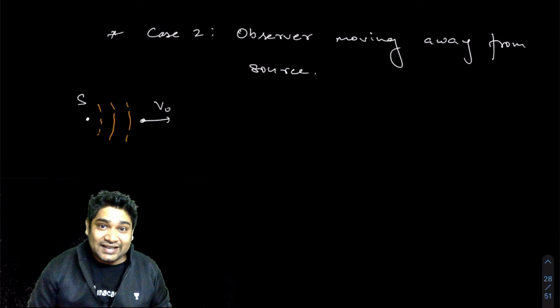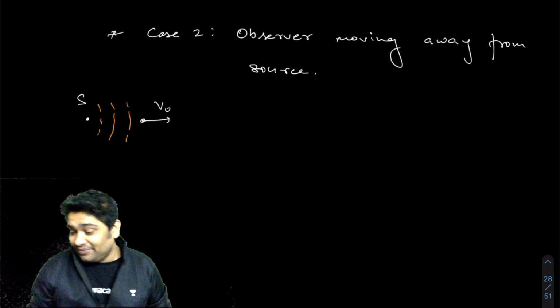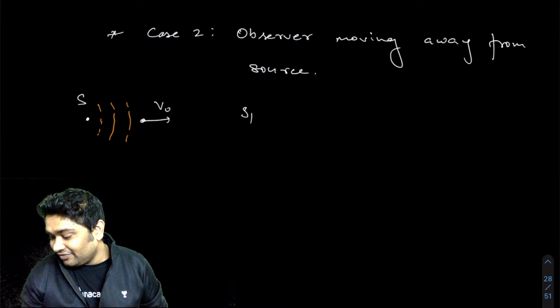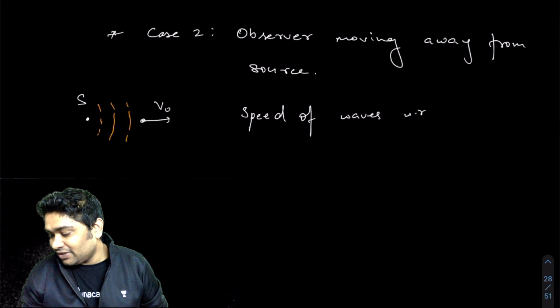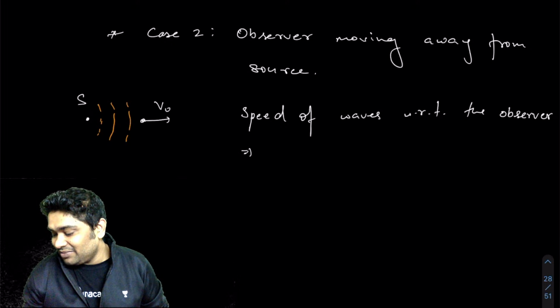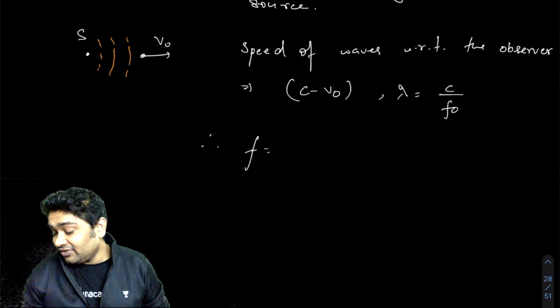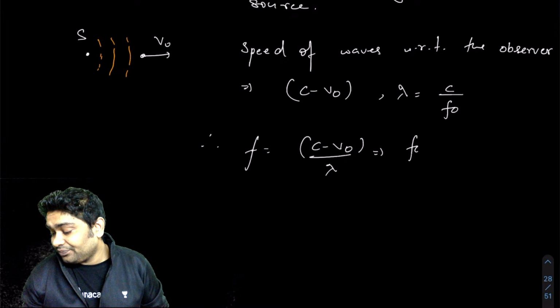So now what I can say is, in 1 second, the speed of waves with respect to the observer would be C minus V observer, and lambda I already calculated is C over F naught. So therefore, frequency would be C minus V observer over lambda, which is F naught times C minus VO over C.